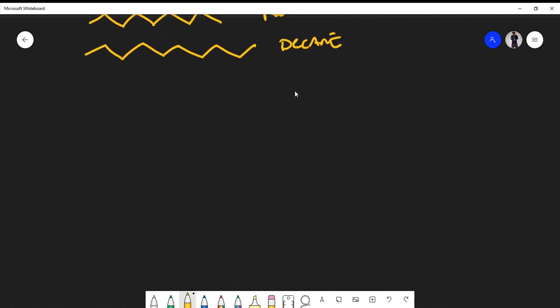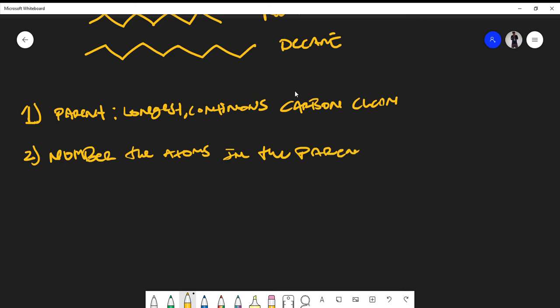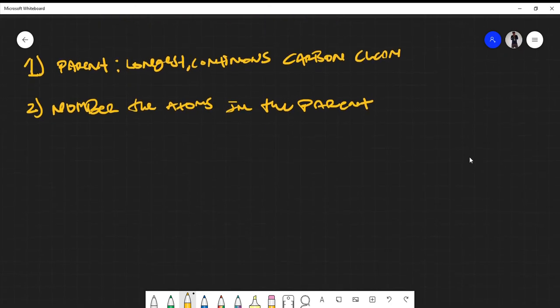Now let's go over the systematic representation of how we actually name alkanes, and then we do some examples. The first thing we want to do is identify the parent. The parent is simply the longest continuous carbon chain. The word continuous is really important, and we're going to talk about it in some examples. The second thing, after we identify the parent, is to number the atoms in the parent.